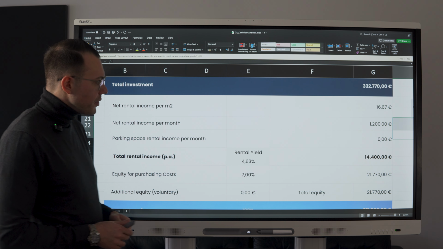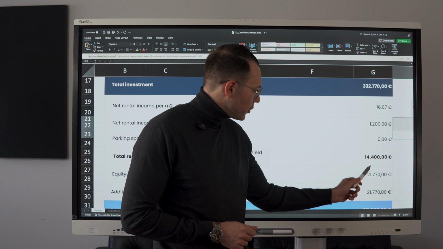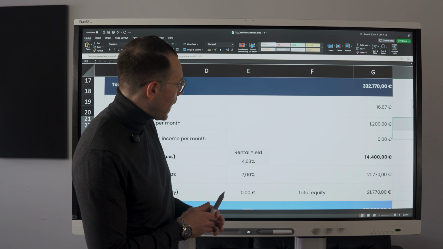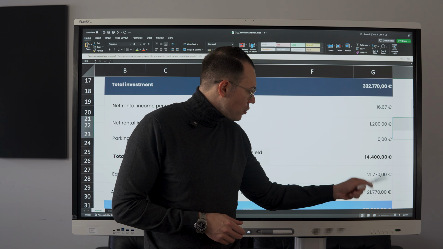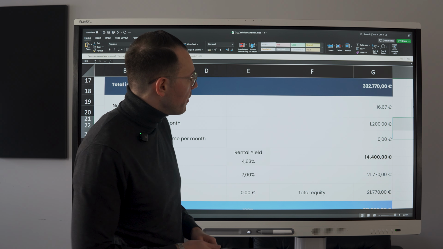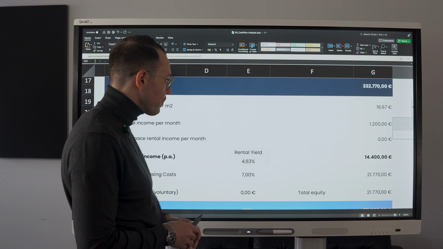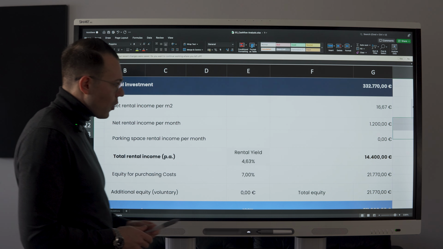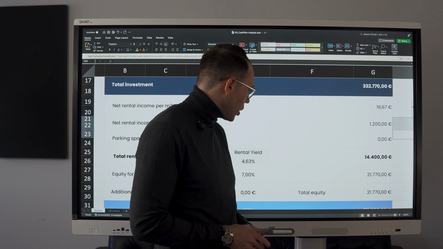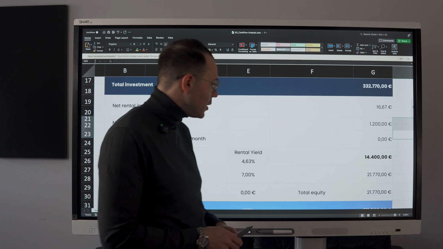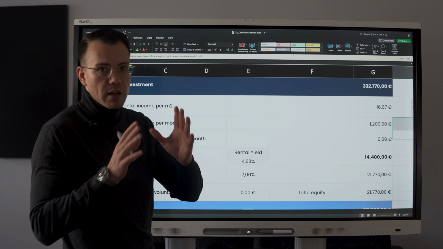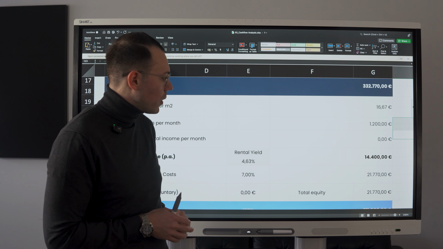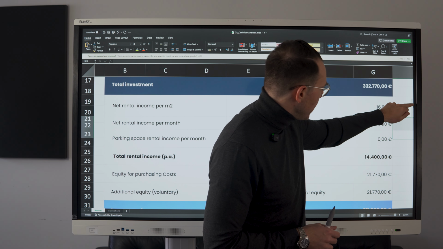Equity for purchasing costs, so land transfer tax plus notary fee combined, would be 21,000 euros. So if you have saved 21,000 euros, you could buy such a property with a value of 311,000 euros. Okay. Additional equity, 0 here. So there is no additional equity on top. So total equity remains 21,776. You take 100% financing from the bank and you just put 21,000 euros down for the down payment.